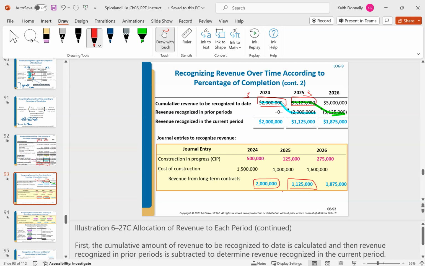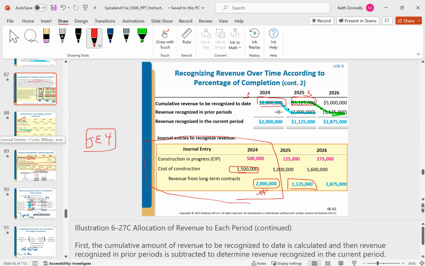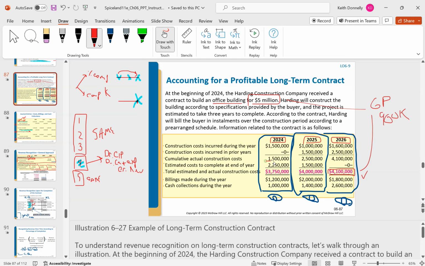Once you get the credit in the journal entry, if we were just focusing on 2024, we calculated the credit. We're on journal entry 4 here. You get the credit through calculating it. You can get the cost of construction, the 1.5, from the facts.